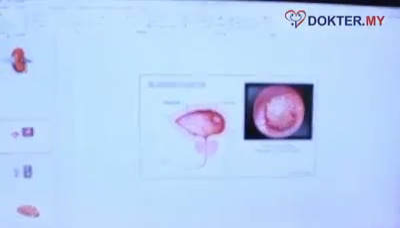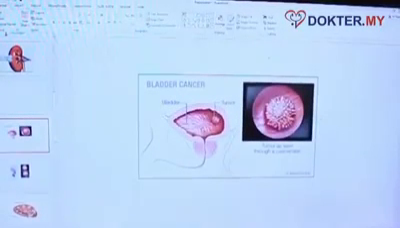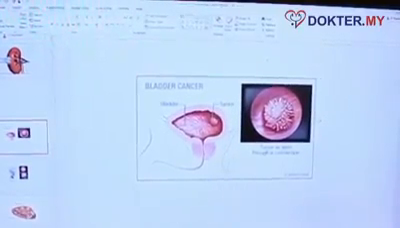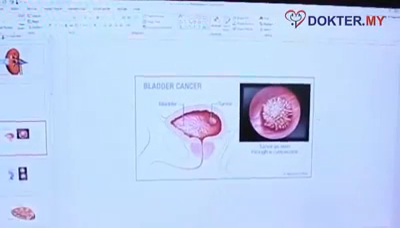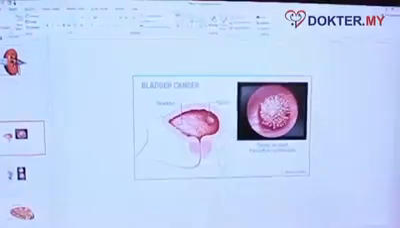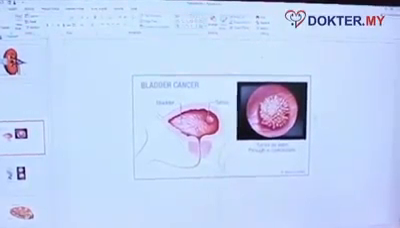Now here are some diagrams of the bladder tumor. Now this is how bladder cancer presents. There's a small growth within the bladder. They usually look like this. It's grape-like inside the bladder.